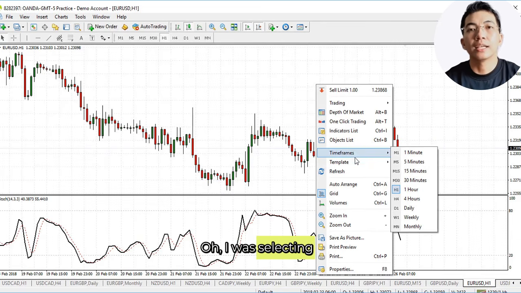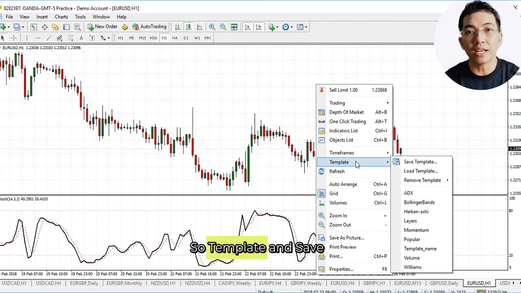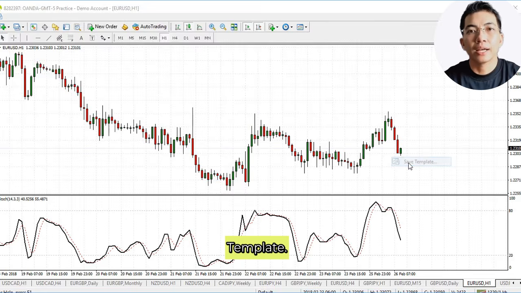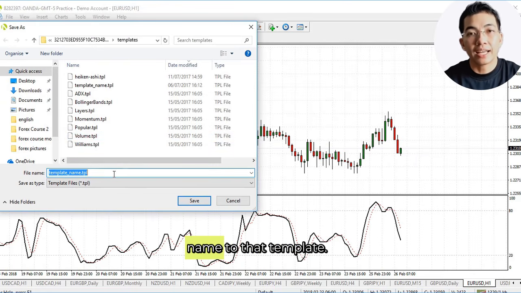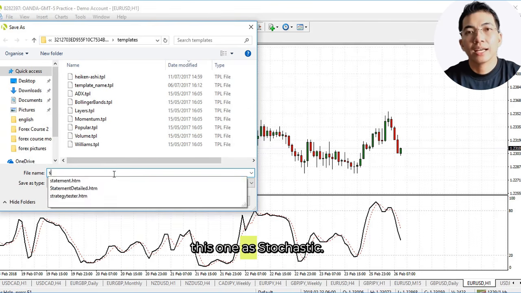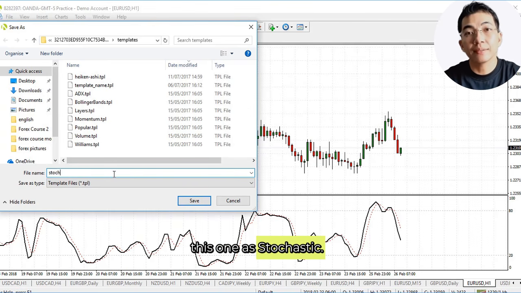Oh, I was selecting time frames. So template and save template. You can give a name to that template. I'm going to save this one as stochastic.